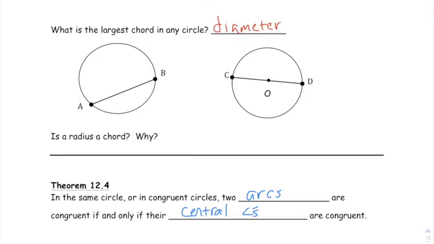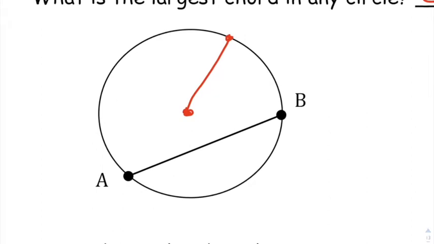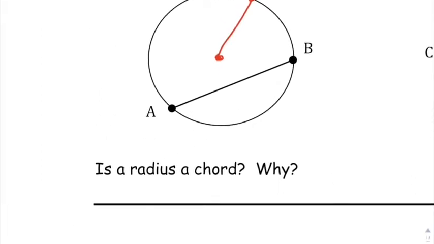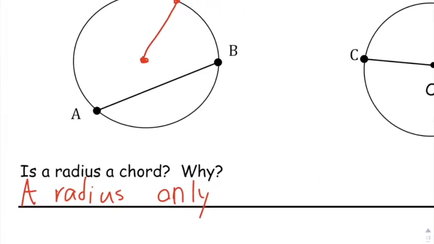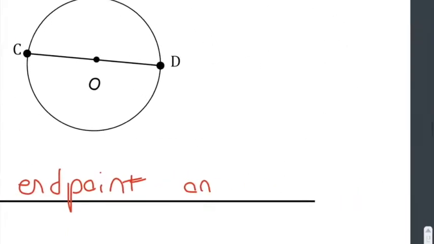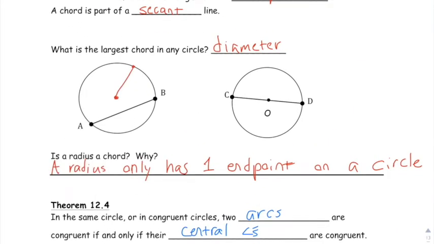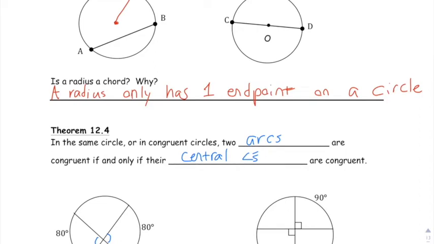Is a radius a chord? Why? So let me draw a radius. And here's the thing with the radius. A radius is from the center to the outside of the circle, and you need two endpoints on a circle. So I'm going to say a radius only has one endpoint on the circle. So a diameter is a chord, but a radius is not.